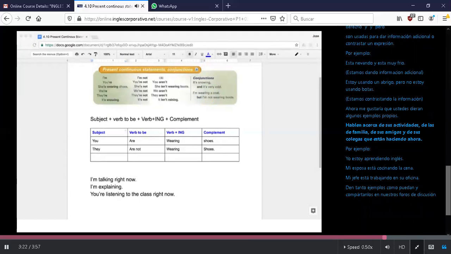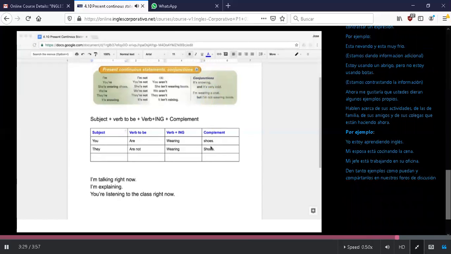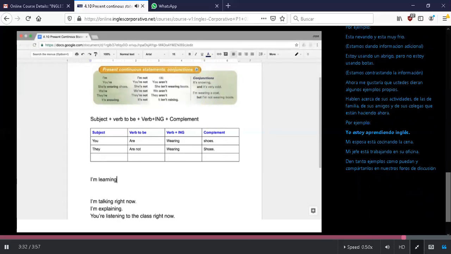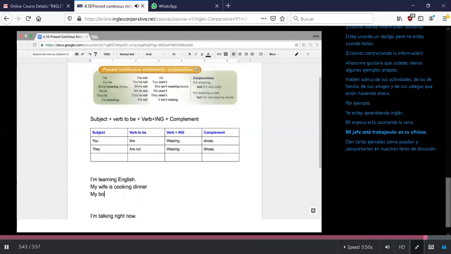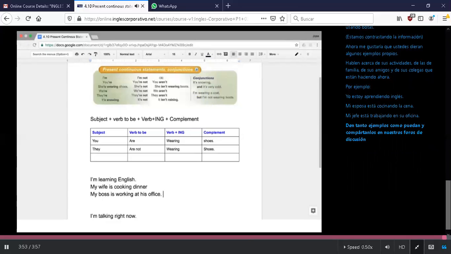Now, I would like for you to give some examples of your own. Talk about the activities that you, your family, your friends, and coworkers are doing now. For example, I'm learning English. My wife is cooking dinner. My boss is working at his office. Give as many examples as you can and share them in our discussion forums.